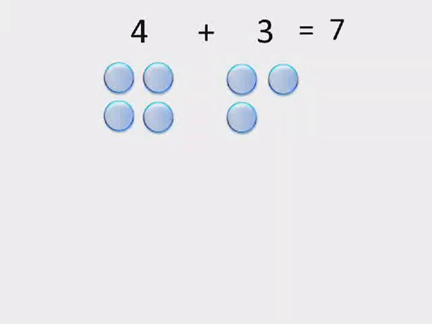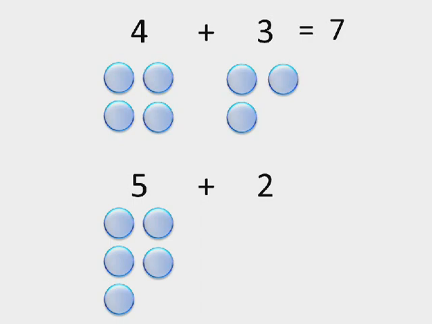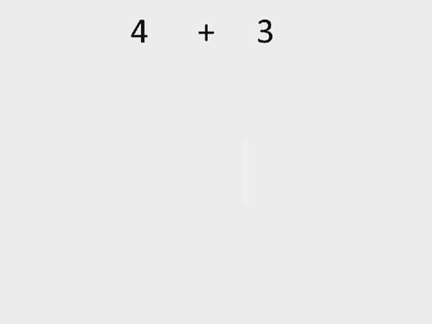So if we take the 4, 1, 2, 3, 4, plus the 3, 1, 2, 3, and add them together, 1, 2, 3, 4, 5, 6, 7. You can count them on your hands to get them. Fine by me. So the next one, if we have 5 plus 2, we have 5 of those circles and 2 of them, that's going to equal 7. So 1, 2, 3, 4, 5, 6, 7, because we have 1, 2, 3, 4, 5, plus 1, 2.